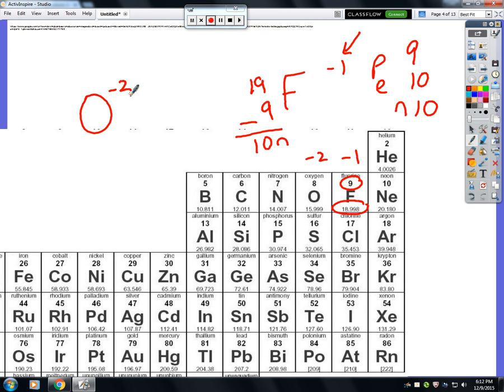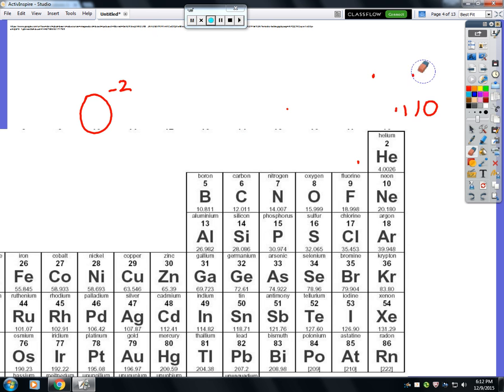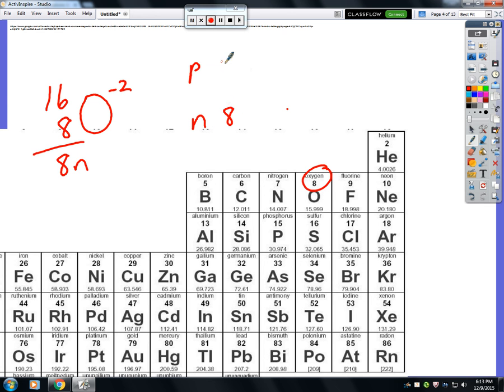In oxygen's box, I have 16, right? 15.99 rounds to 16. So that number goes up top. I have an atomic number of 8. That number goes here. I'm going to subtract, right? And what's that tell me then? That tells me I have 8 neutrons. I know I have 8 protons. You would think they'd be the same, but they're not because it's an ion. So I'm going to cross that off, and because it's a gainer, I have 10 electrons. That's how many electrons I have.